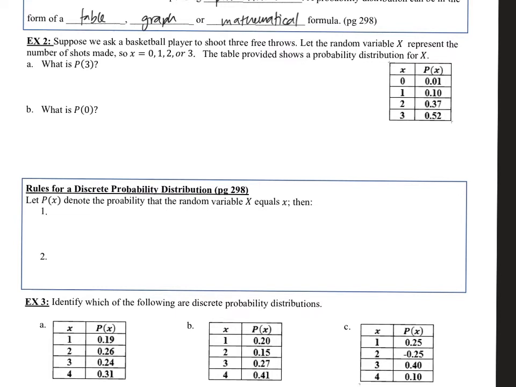So, with this notation, what does this mean? Well, this is saying what is the probability of 3. So the probability of 3 is going to equal 0.52. The next one, what is p of 0, or the probability of 0? Well, the probability of 0 is going to equal 0.01.